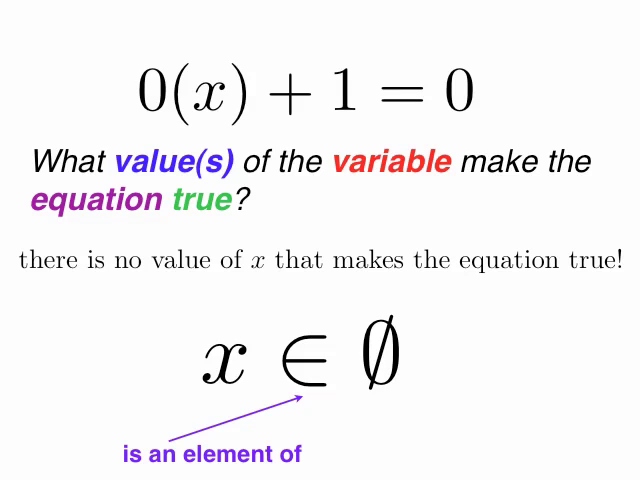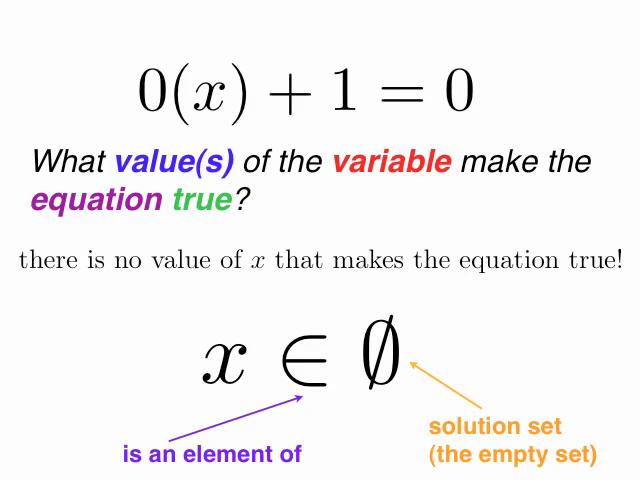Instead, we have to use the set notation to show that x is an element of the empty set. The solution set is empty. There is nothing in it. x is an element of this empty set. And that shows that there's no value of x that makes the equation true. There are no solutions. To say that x is equal to any particular number would be a lie.